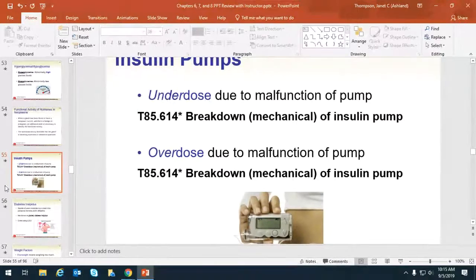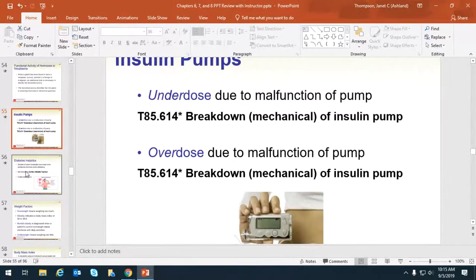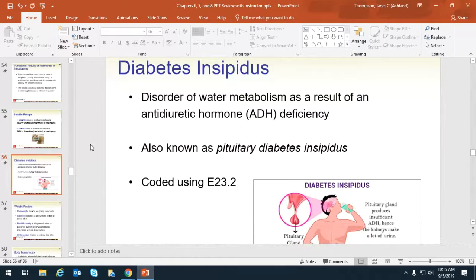Insulin pumps can have two different codes if they malfunction or break down, and then it's further defined by an underdose or overdose of the insulin pump. That's a mechanical device. Diabetes insipidus is a water metabolism disorder, and it's coded with E23.2.